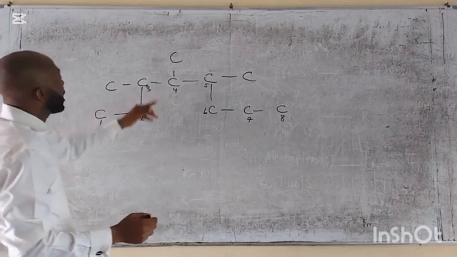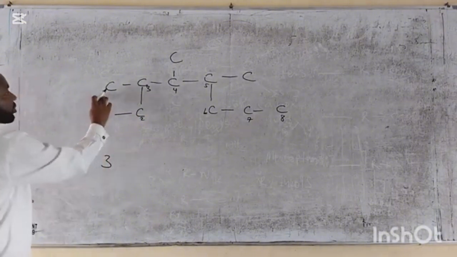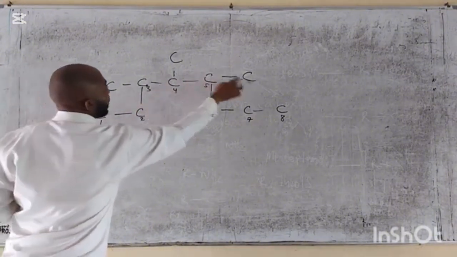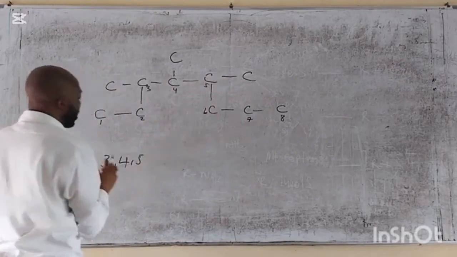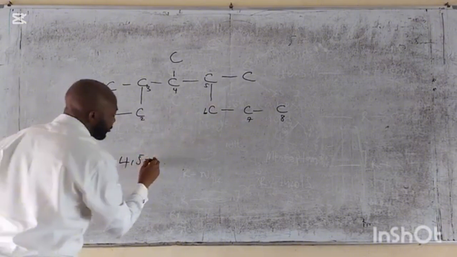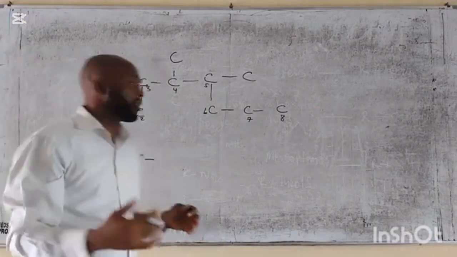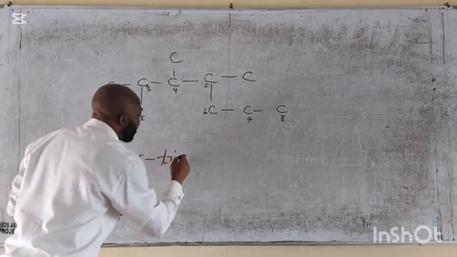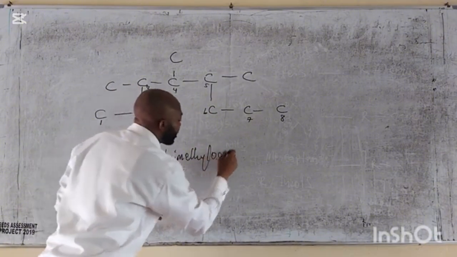Now, let's take the substituents. In 3 I have a methyl. In 4, I have another methyl. In 5, I have another methyl. Okay, so this becomes 3, 4, 5. There are 3 methyls, which becomes tri. Since there are 3, I call it trimethyl octane. So 3,4,5-trimethyloctane.